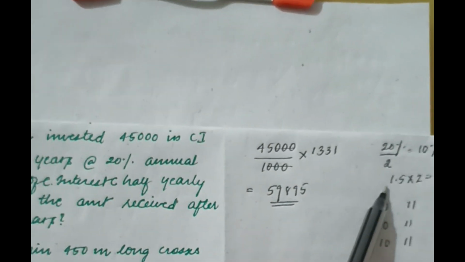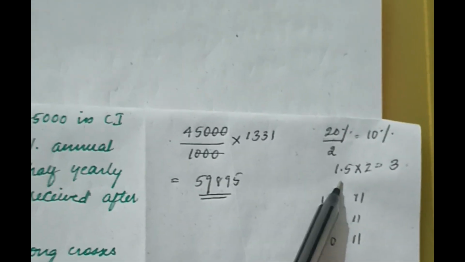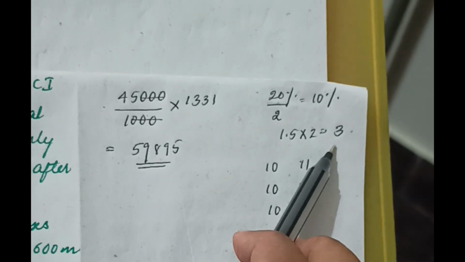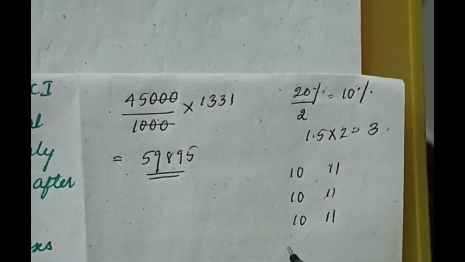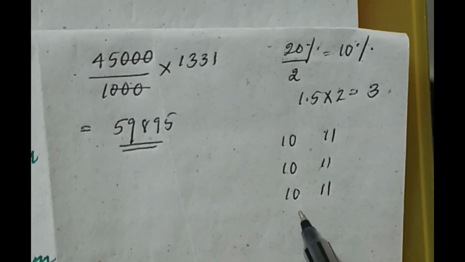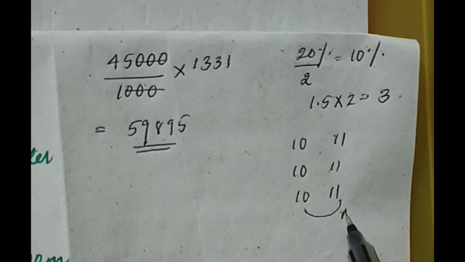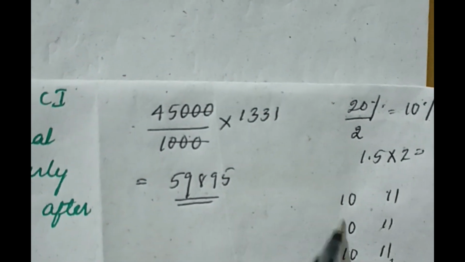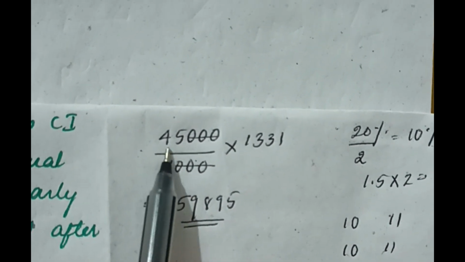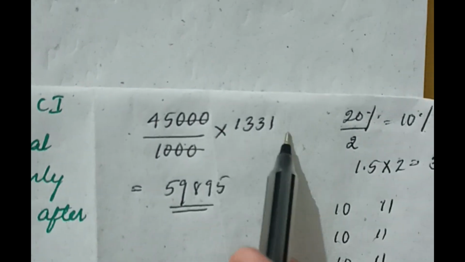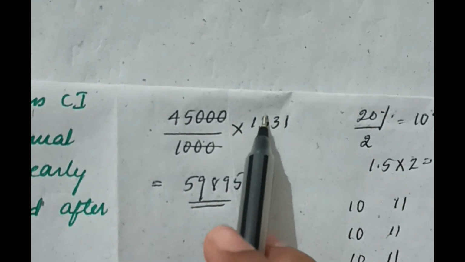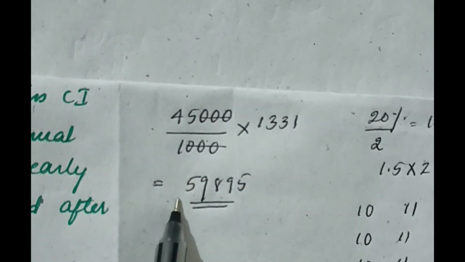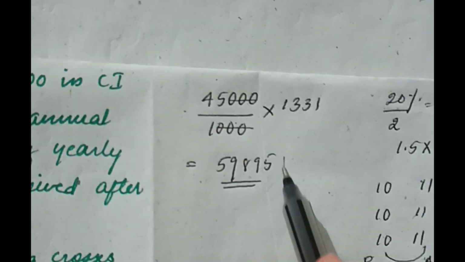Since it is compounded half yearly, we have to multiply the time, that is 1.5 years, with 2, then we will get 3. So this is the compound interest, this is the amount and this is the principal. So this is 45,000 into 11 by 10 into 11 by 10 into 11 by 10, which is the amount generated after the 3 periods of compound interest. If you multiply this, we will get 59,895 rupees.